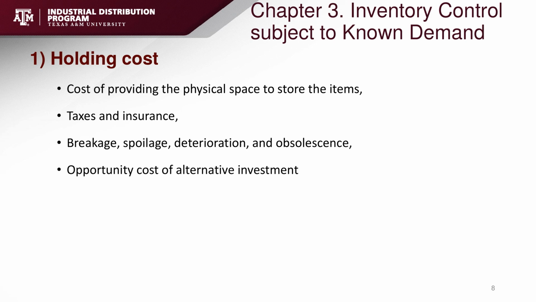Second, taxes and insurance. Third, breakage and spoilage. And fourth, the most significant one is the opportunity cost of alternative investment. Money parked in a warehouse could be earning a return in a savings account or a bond fund. For most companies, they need to earn an even higher rate called a hurdle rate to stay profitable.